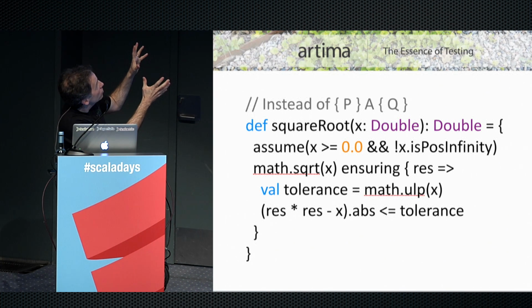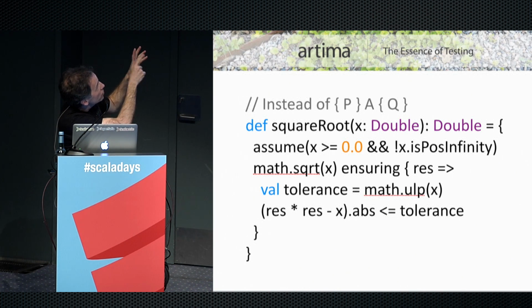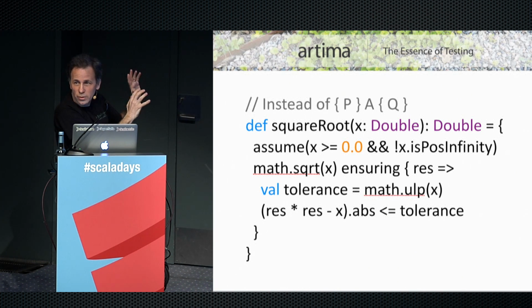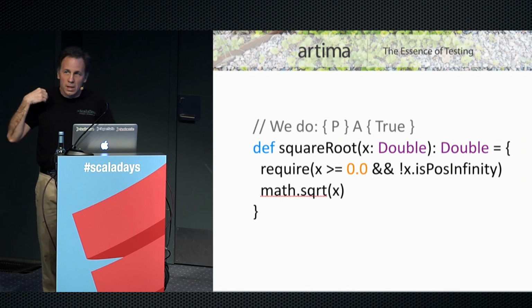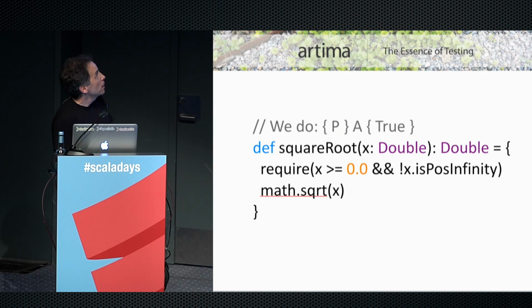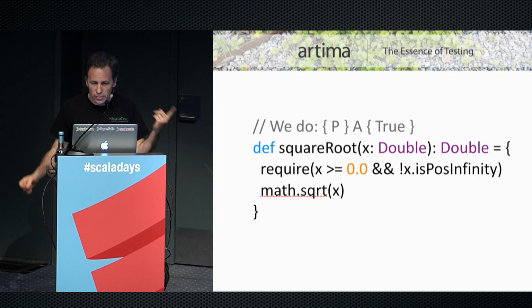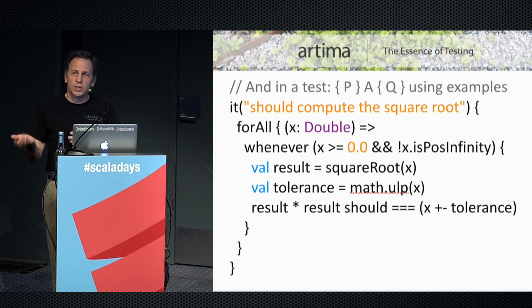in the method body, you can see the method body is just a P, A, and Q. The P is the assume, the A is the math.sqrt, and then the ensuring is the Q part, right? So what we do is we do P, A, true, which we do actually have the preconditions. We put those require clauses in there. And then we, of course, have the A. That's the body of our method. And then we just let anything go. We don't do any postcondition check here. And then what we do is over in this other place called the tests, we check the postconditions on some examples.